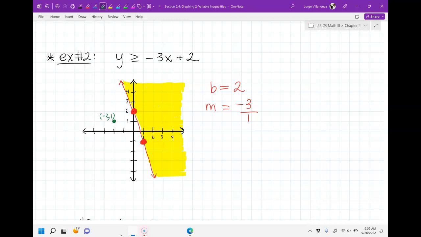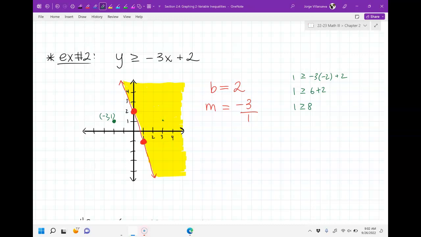If x is -2 and y is 1, I'm plugging it into this equation. So 1 is greater than or equal to -3 times -2 plus 2. That means 1 is greater than or equal to 6 plus 2. So 1 is greater than or equal to 8. Is that true? Is 1 greater than or equal to 8? No, that point doesn't work. Why doesn't it work? Because it's not in the shaded region.